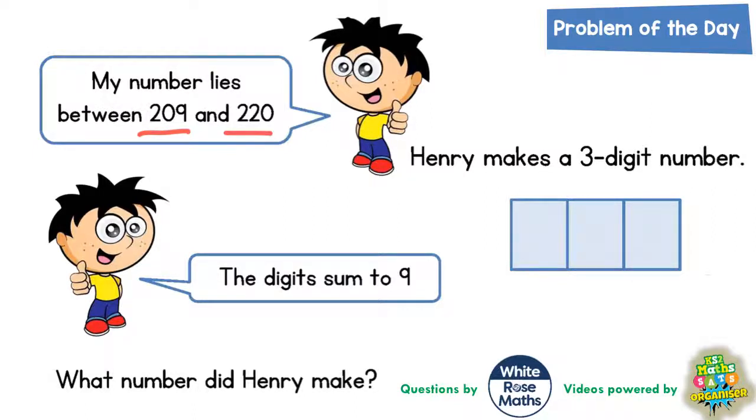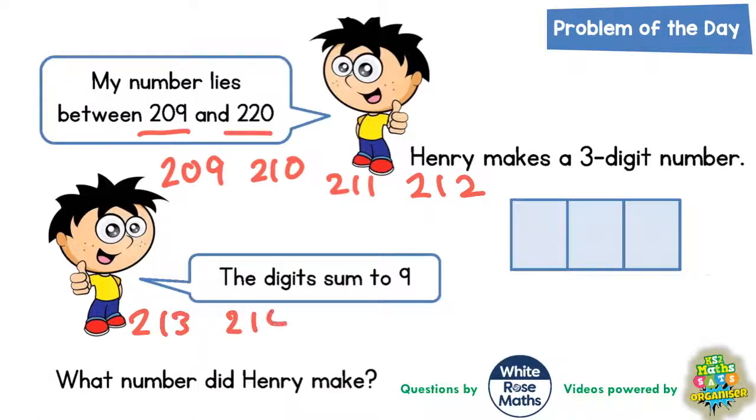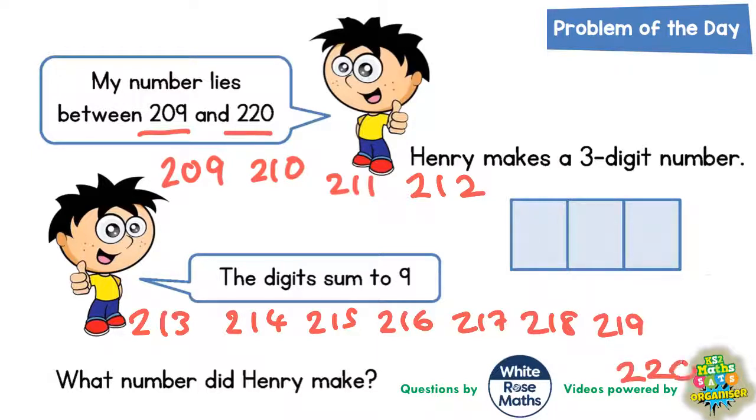So we've got 209, 210, 211, 212, 213, 214, 215, 216, 217, 218, 219, and 220. So it tells us that the digits sum to 9. So what we need to do is see what the sum of each set of digits is.